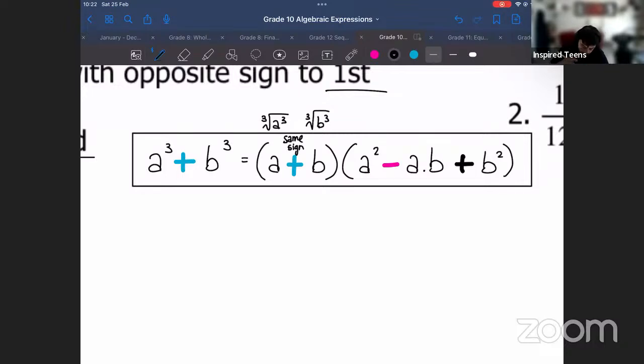Then we take that first term, which is a, squared. So now we're working with the binomial. First term of the binomial squared, opposite sign. I'm explaining that now, how to get the second bracket. So how do you get a squared?